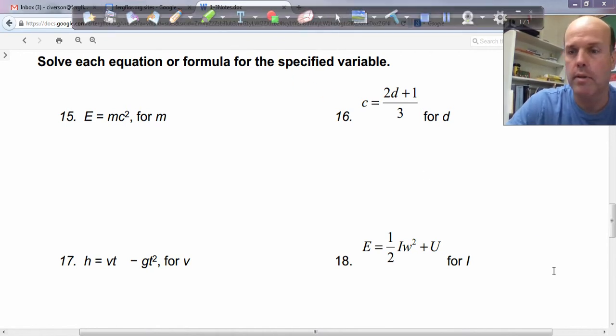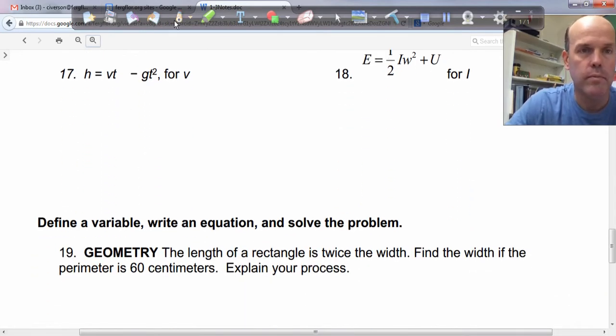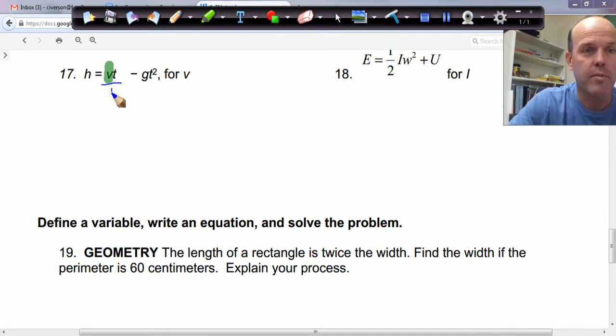Is that what I want? Okay, it's alright, here we go. 17. Let's solve for v. There it is right there. So, v times t. So let's divide both sides by t. My t's cancel, and I get h over t is equal to v. Done. Alright.